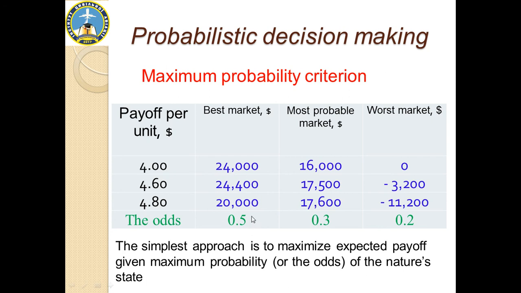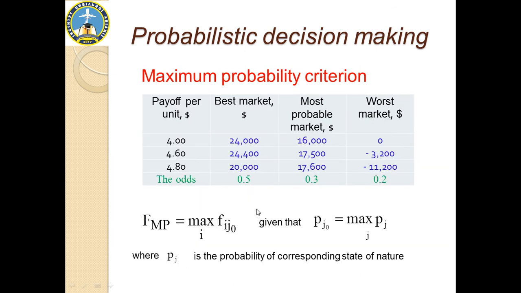So formally, this maximum probability criterion works like this. We maximize the payoff given that the probability of different states of nature is brought to its maximum. Here, P sub j is the probability of the corresponding state of nature. Now we can illustrate this by the following.